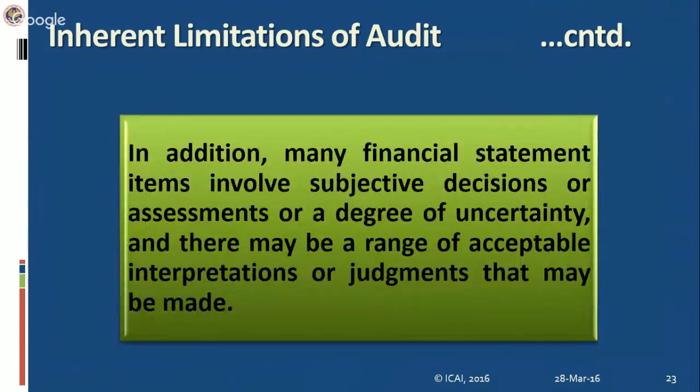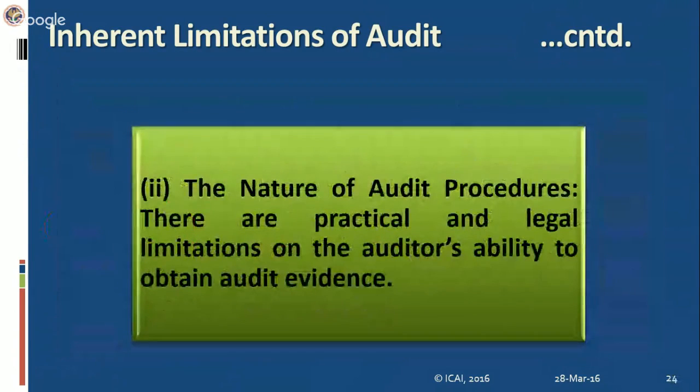In addition, second point, the nature of audit procedures. Nature of audit procedure is also an inherent limitation for the auditor while performing his auditing function. There are practical and legal limitations on the auditor's ability to obtain audit evidence. Yes, legal limitation means the auditor is not having any legal right to obtain any auditing evidences. He can only ask for a particular document, he can only ask for information from the management. He cannot search himself the information or the documents. He can only ask from the management. It's up to management to provide any information or documents.